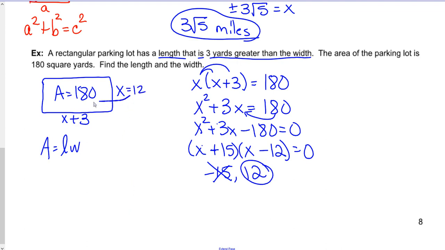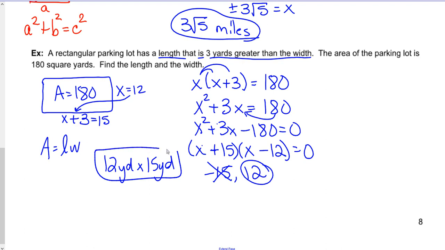Then when I plug that in here, I can get my length. So 12 plus 3 is 15. And so our final answer would be a 12 yards by 15 yards rectangle. Okay, so the width being 12, the length being 15.